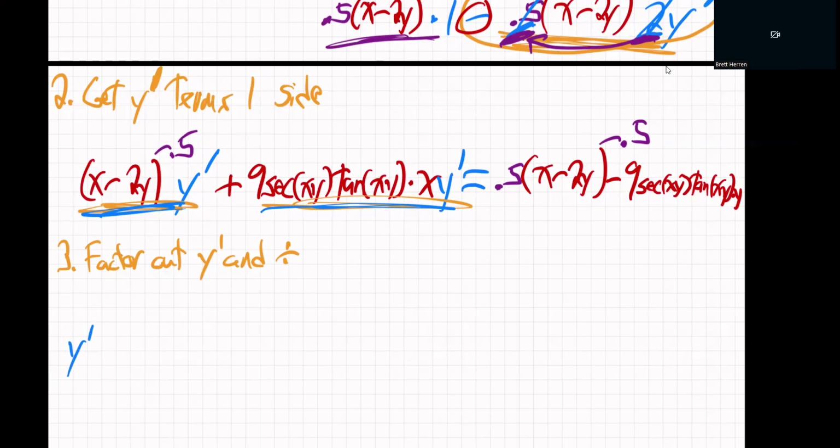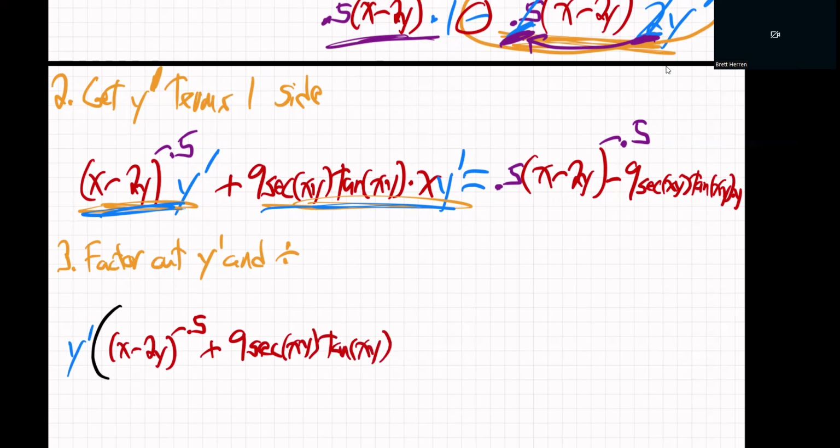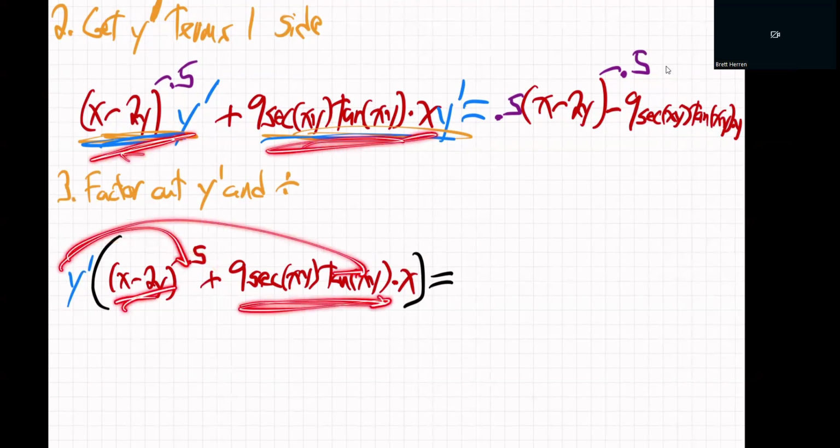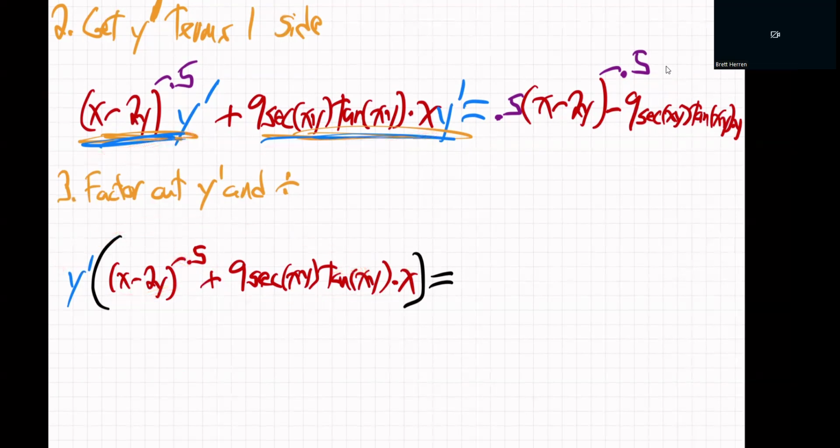And I'm going to put a little parenthesis, and then it's going to be x minus 2y to the minus 0.5 plus 9 secant xy tangent xy times x. Right? That good? Now y prime could go, whoops, I missed it. Y prime could go boom, boom, hit this, it would go back to that and that, wouldn't it? Okay, the other side.